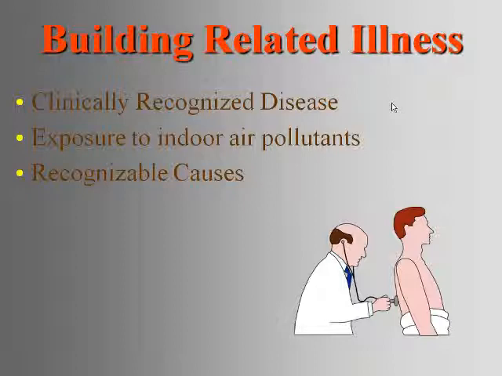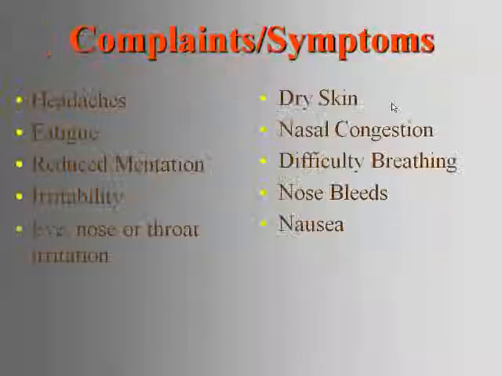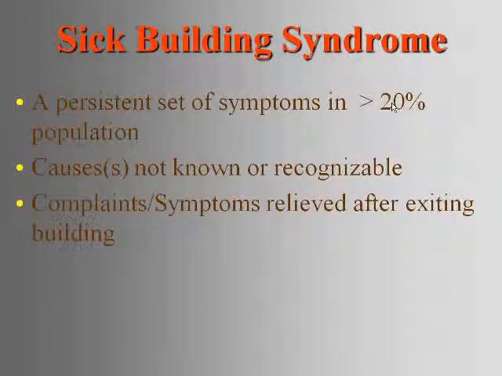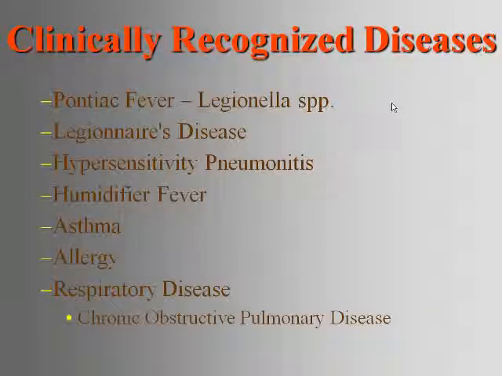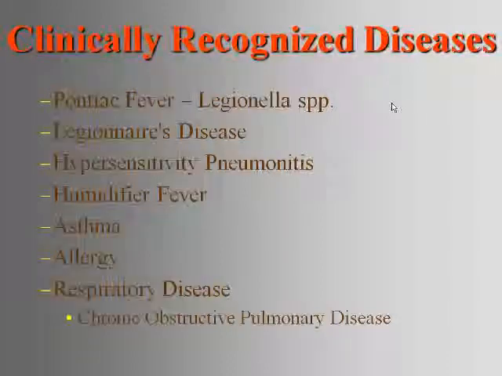Building-related illness is a clinically recognized disease from exposure to indoor air pollutants from recognizable causes. With sick building syndrome, you can't recognize the cause. There's something in the building that's bothering a lot of people, but we don't know what it is, so we can't put a stop to it. With building-related illness, we can recognize what it is, so we can put a stop to it. And the recognized diseases: Legionella is an airborne bacteria, so it's Legionnaires' disease. Hypersensitivity pneumonitis, humidifier fever, asthma, allergy, respiratory diseases, all of those are caused by different pollutants in indoor air.